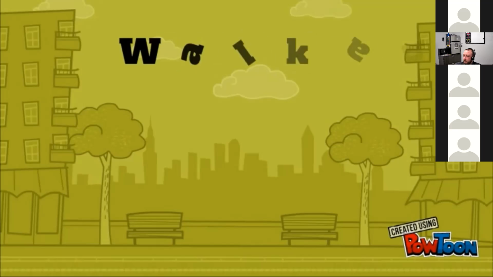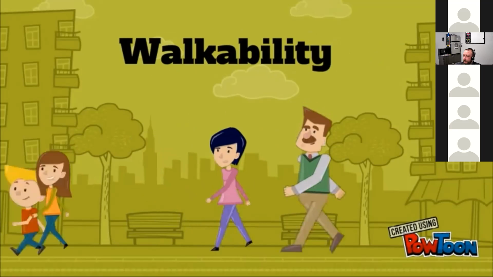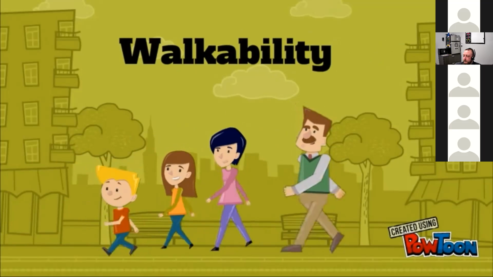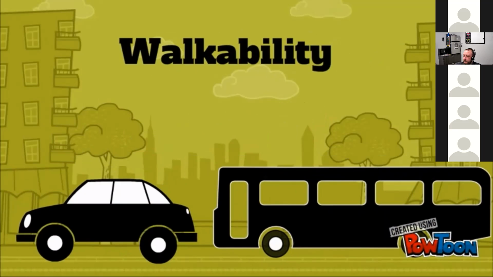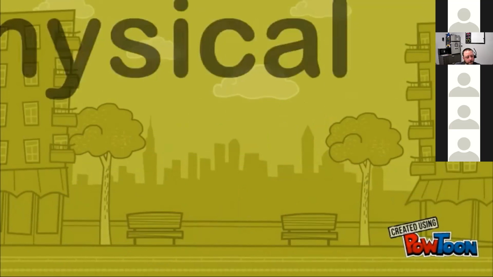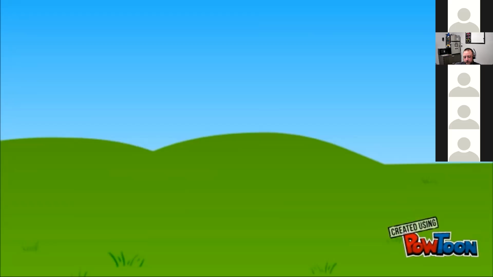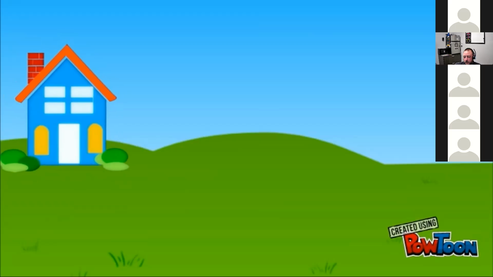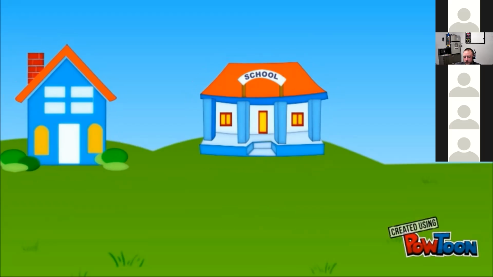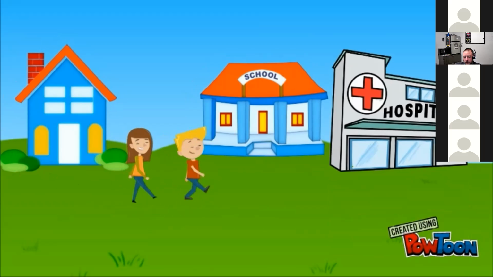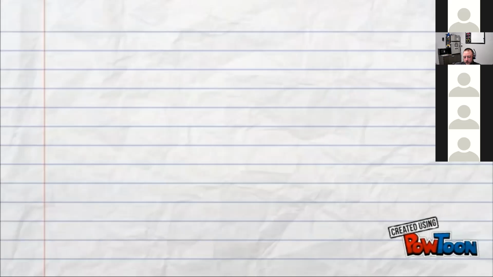Walkability is a measure that determines how much a neighborhood encourages residents to walk to locations, rather than using motorized transportation. If individuals can walk to resources, physical activity and overall health will increase. Overall, an individual's physical environment can either promote or discourage healthy lifestyle behaviors. Therefore, it is important to think about the physical environment when assessing someone's health status.